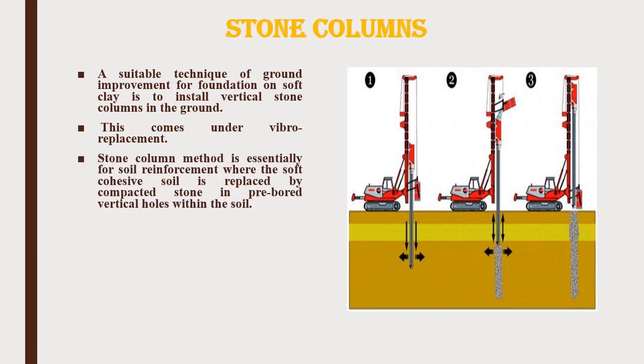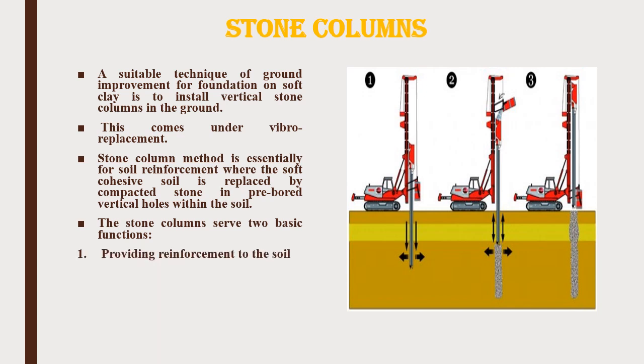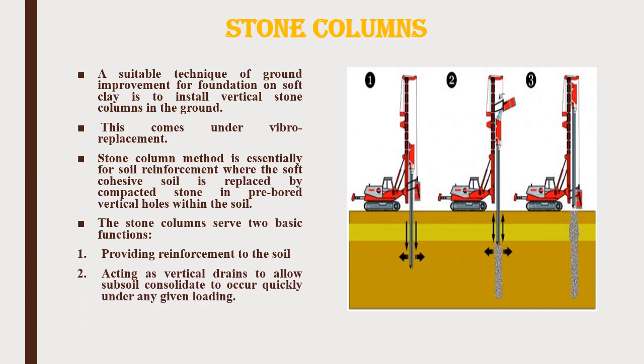The stone column method is essentially for soil reinforcement where the soft cohesive soil is replaced by compacted stone in pre-bored vertical holes within the soil. The stone columns serve two basic functions. First one is providing reinforcement to the soil, and second one is acting as vertical drains to allow the subsoils to consolidate quickly under any given loading.